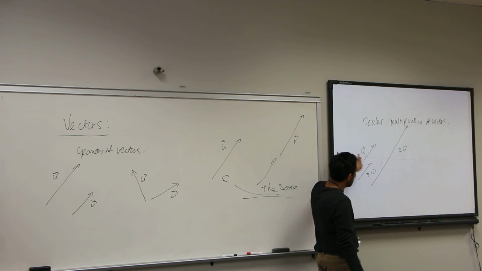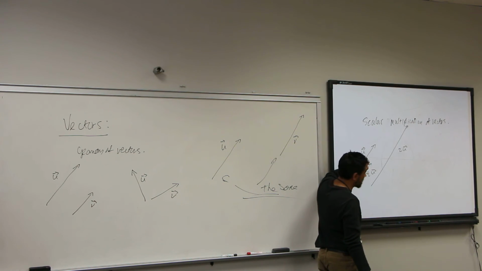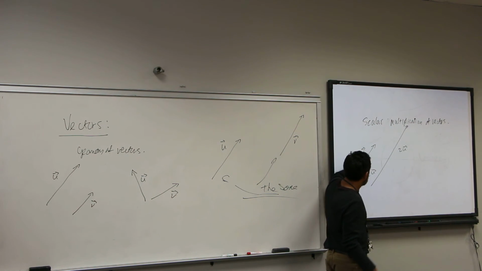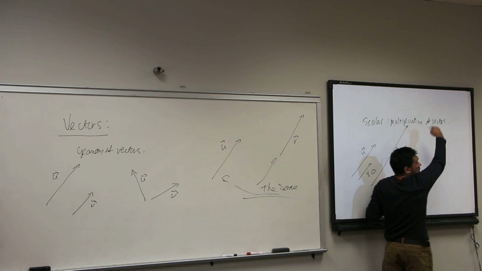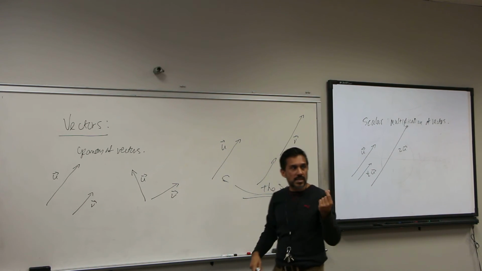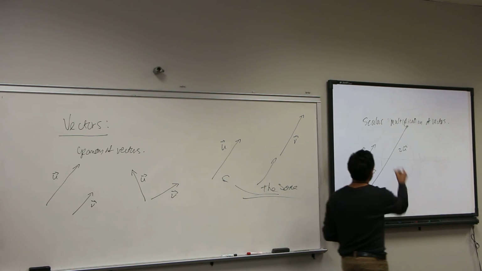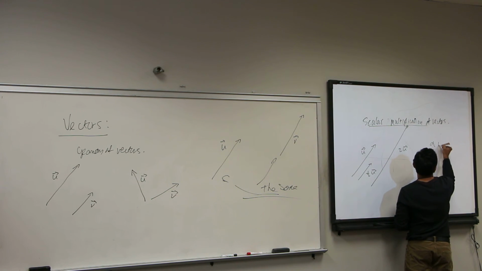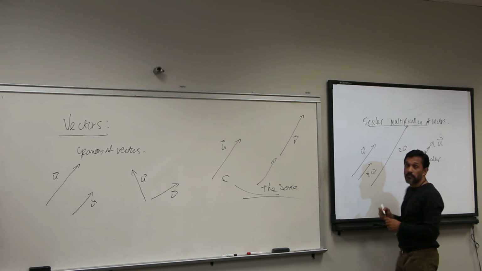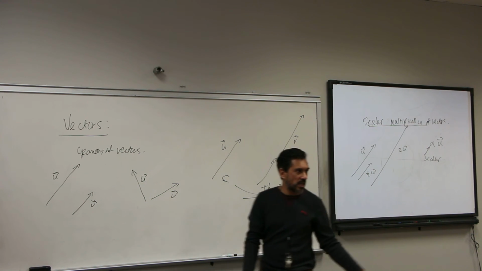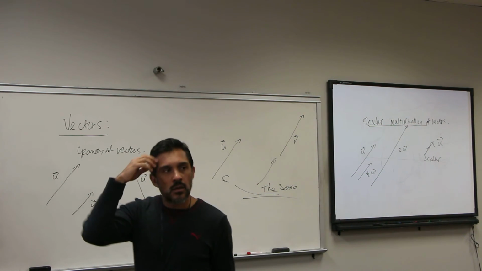You take a vector u and multiply it by a half, you will get a vector in the same direction, but shrunk. Take a vector and multiply it by 2, you will get a vector in the same direction, but twice the magnitude. So this is called scalar multiplication. Take a vector and multiply by the scalar. Well, this is geometry.